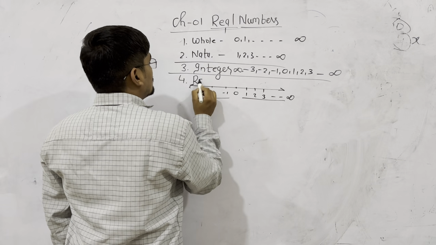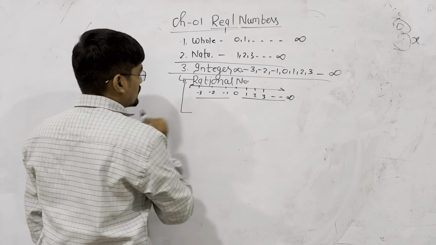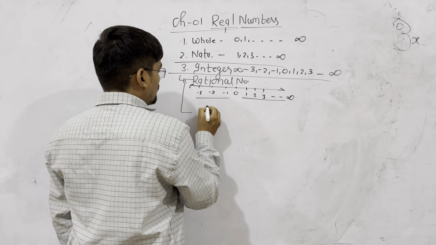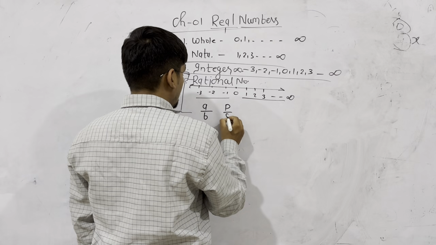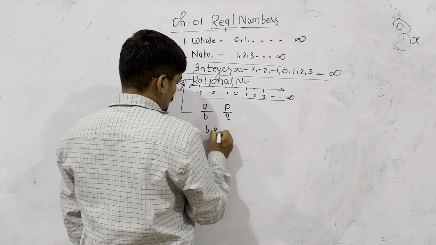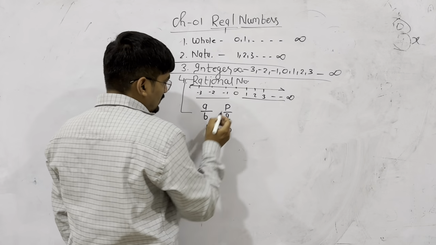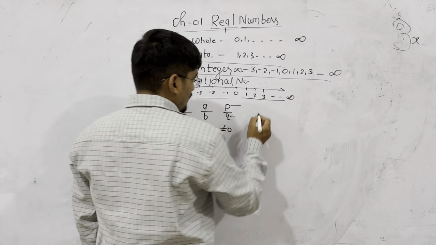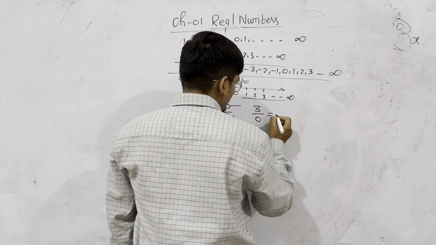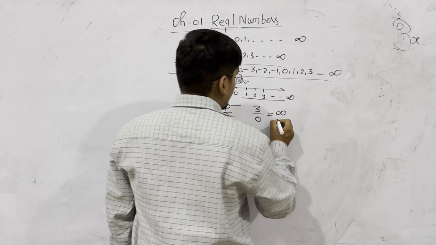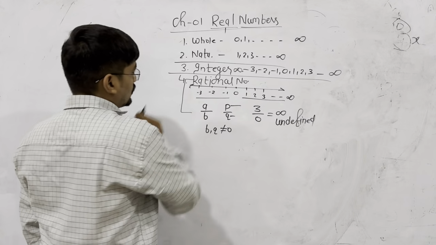Dear students, we have rational numbers. So let us try to understand what is a rational number. Any number which can be represented in the form of a upon b, or p upon q, where b or q should not be equal to 0, is known as a rational number. It is known as numerator and denominator. If we write 0 as the denominator of any rational number, then it would be undefined. We can't define it. So now you know the rational number.